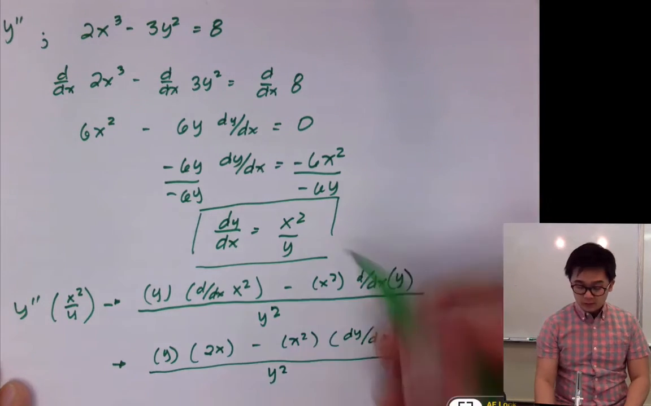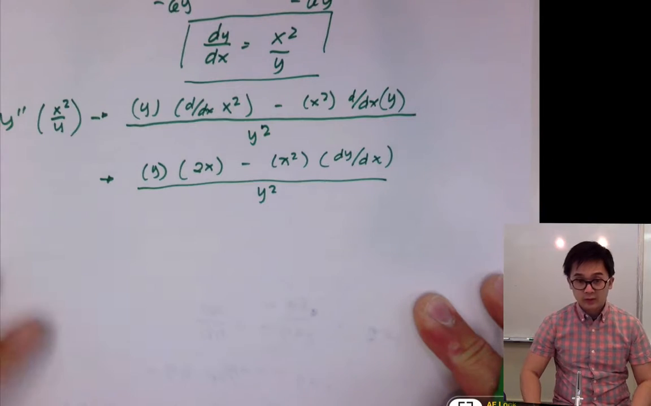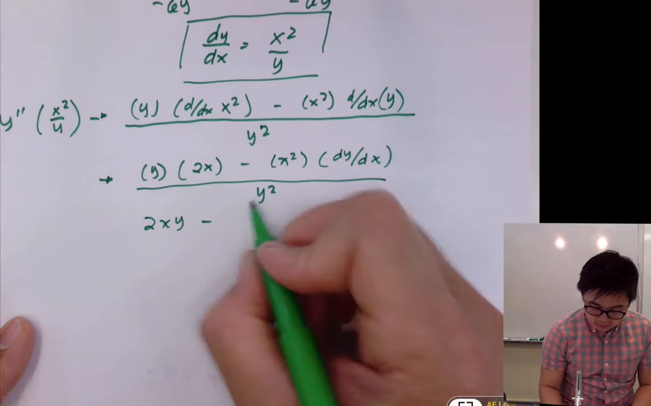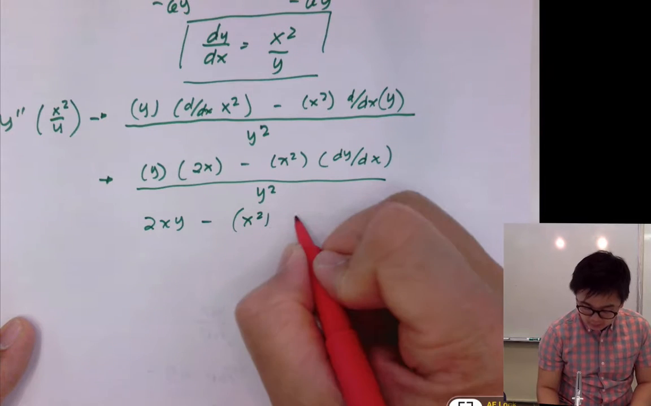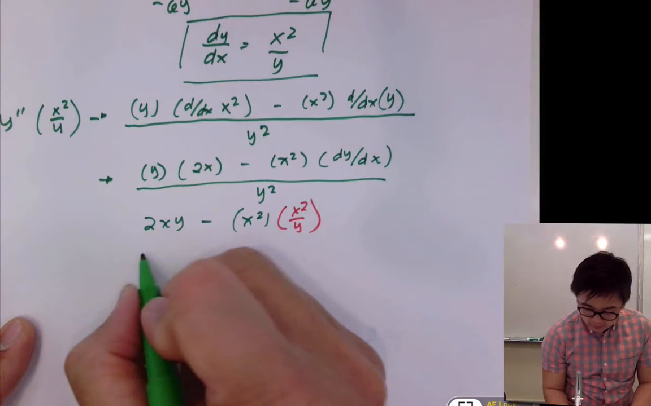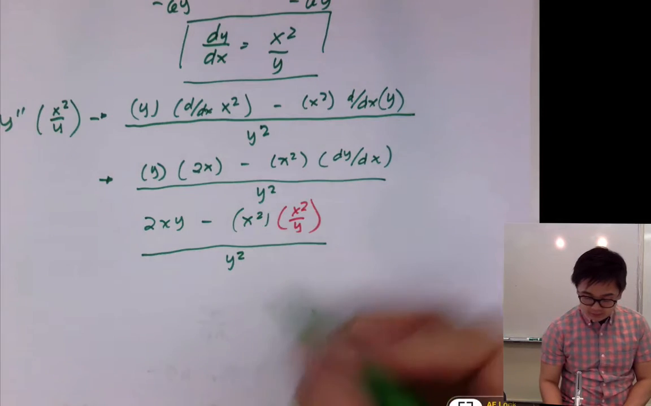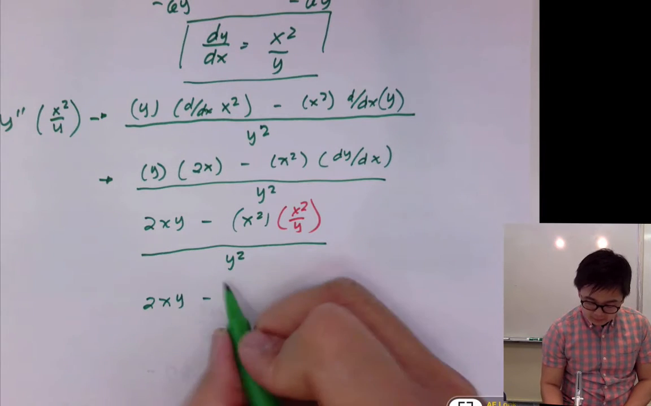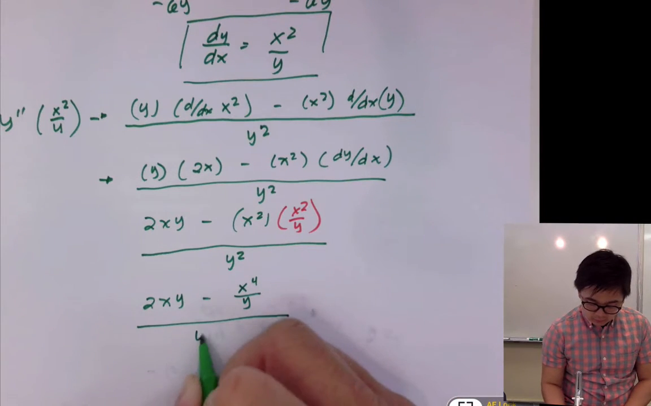And dy/dx, as we know, is x squared all over y, so we will replace dy/dx by our first derivative, and we'll end up with 2xy minus x squared multiplied by the dy/dx, divided by y squared. And by simplifying this, we'll have 2xy minus x to the fourth all over y, divided by y squared.